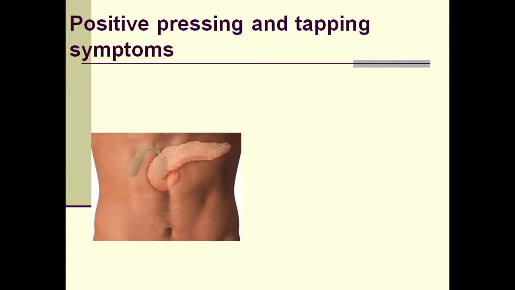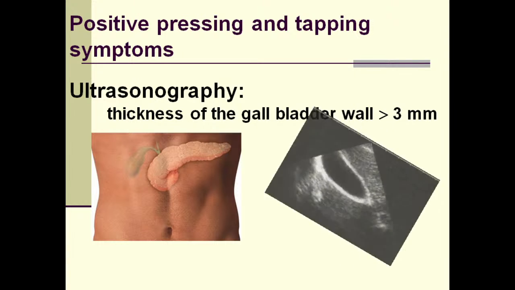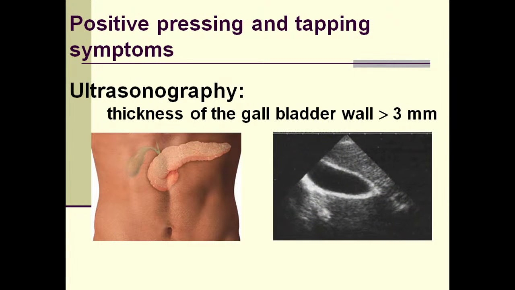On examination, we'll reveal positive pressing and tapping symptoms. You understand, when we tap or press on an inflamed gallbladder, which is localized superficially, the patient will feel some discomfort. We'll send our patient for ultrasonography, and you see that its wall becomes thicker, more than 3 millimeters, which is an objective sign of inflammation, cholecystitis.